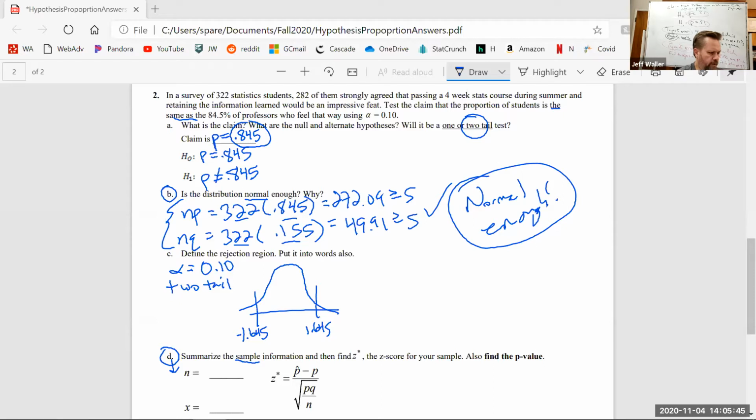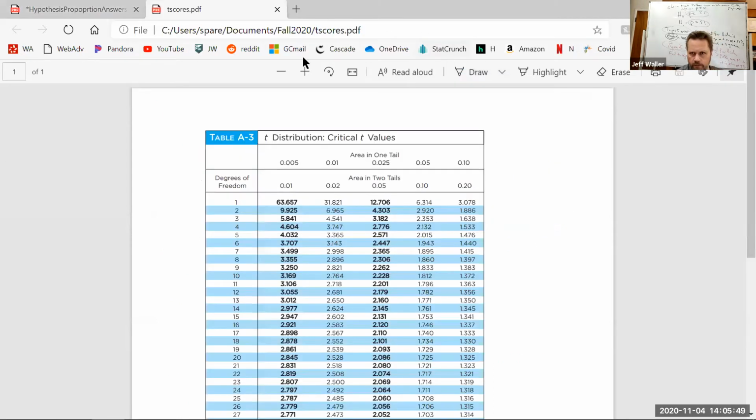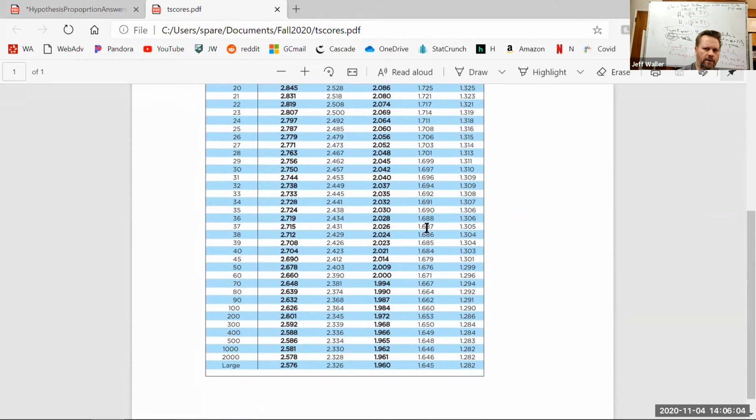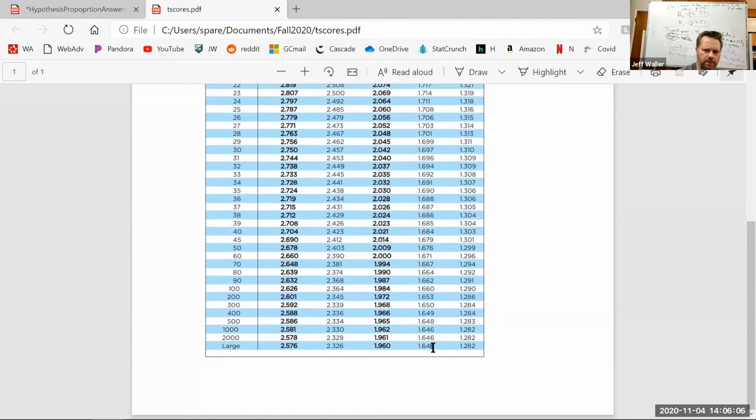Just to remind you guys, can you see the T-score chart? Yes. So 90% confidence means 10% in two tails. Why am I using the T-score chart? Because the Z-score is there. That's the 1.645.